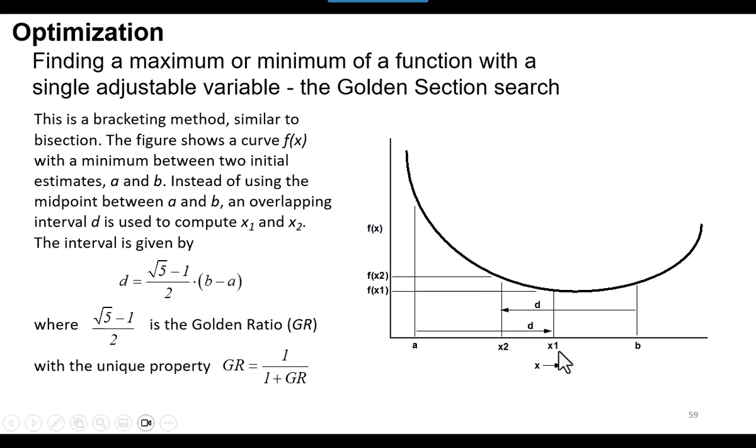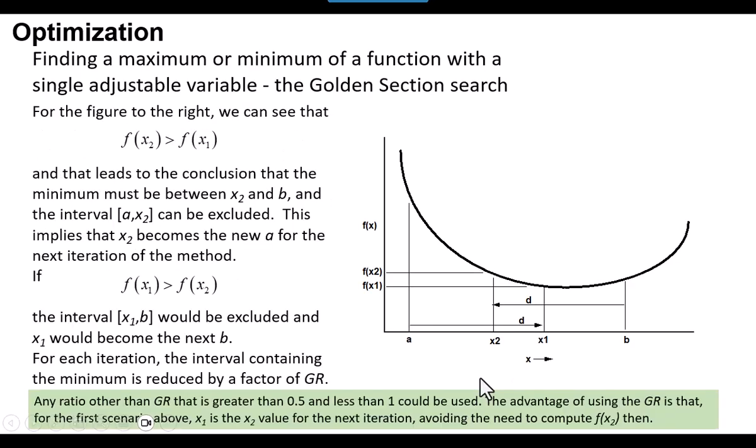Then we're going to take an x1 value by measuring d from a, and an x2 value by measuring d back from b. And because of the nature of the 0.6 of the interval, these will overlap somewhat. And these give us the x2 and the x1. And having that in place, we're going to figure out how we go from here. And so if we're looking for a minimum, what we see here is that our f of x2, which is here, happens to be greater than the f of x1.